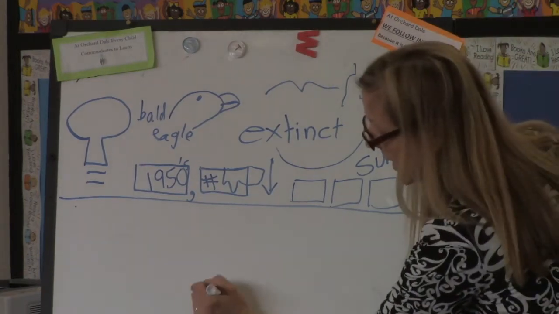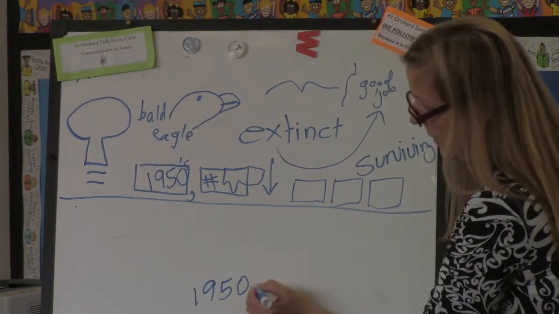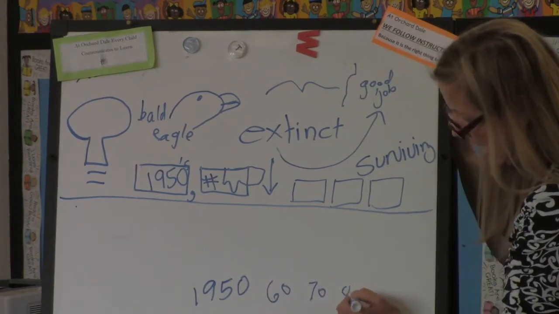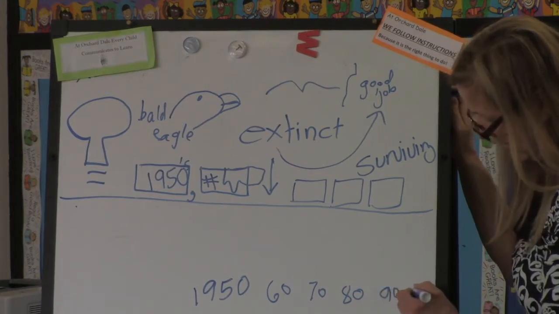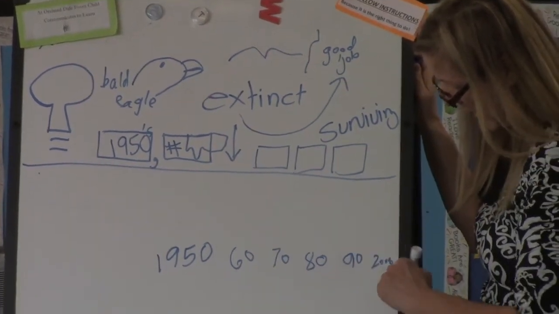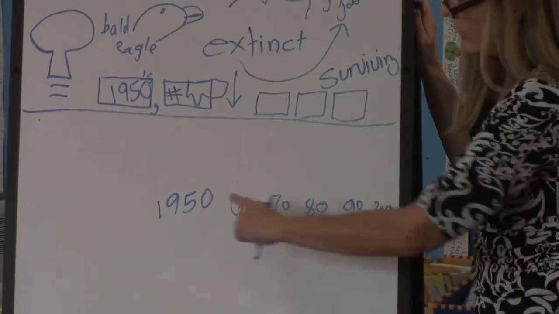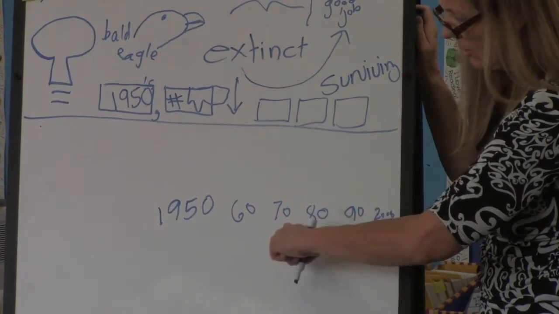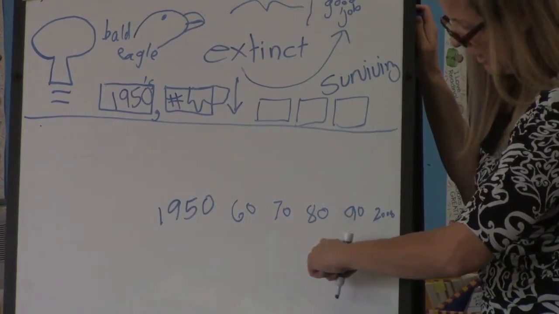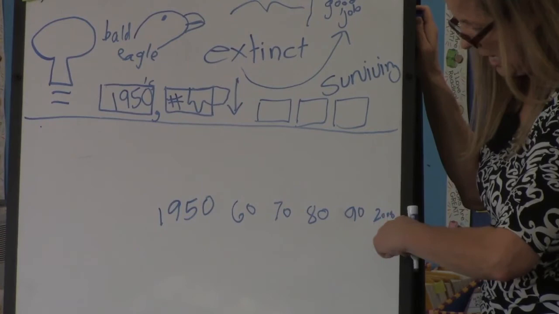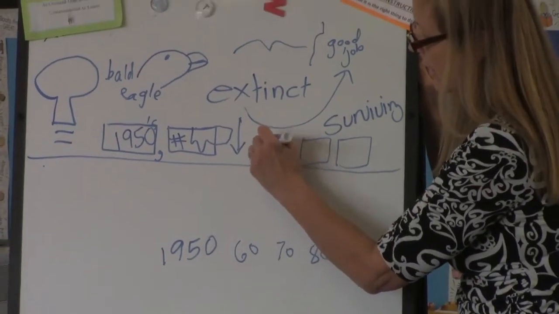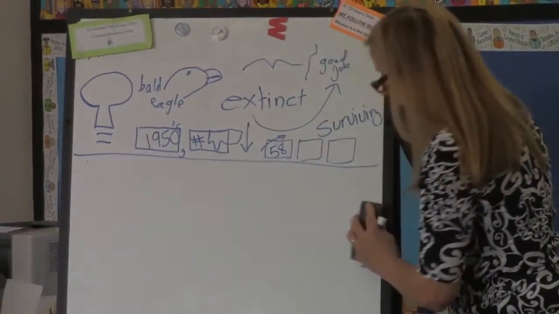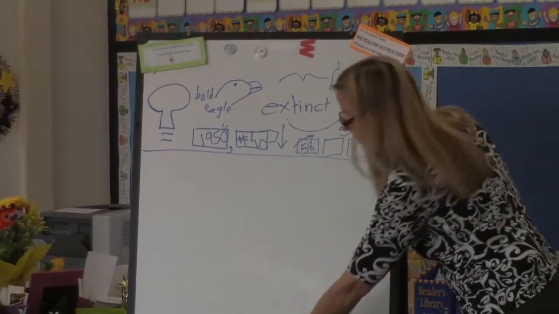So now, here's 1950, right? And then 1960s, 70s, 80s, 90s, and then what? 2000. And this went to 2008. So 50. So how many years is this? 10, 20, 30, 40, 50. How many years later? 58 years later. So was this something that happened right away, or did it take time? It took time.